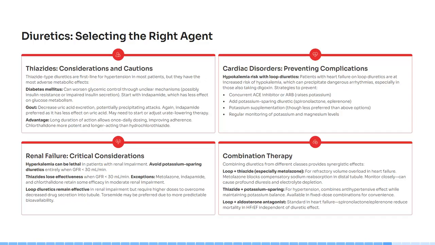With cardiac disorders, we want to prevent any complications. So if you're using it with an ACE or an ARB, it could raise potassium. Add a potassium-sparing diuretic like spironolactone. Potassium supplementation, though less preferred than above options. Regular monitoring, of course, of potassium and magnesium.